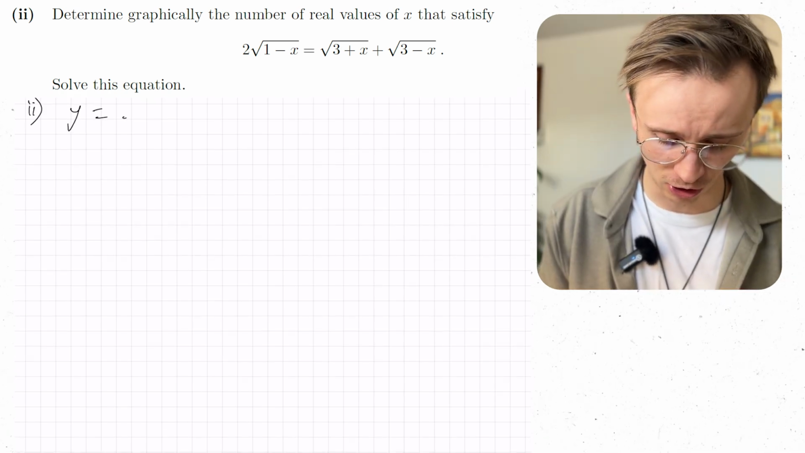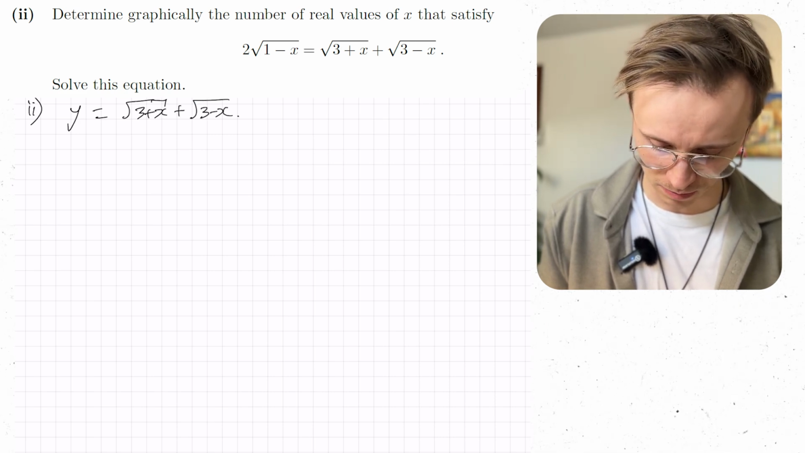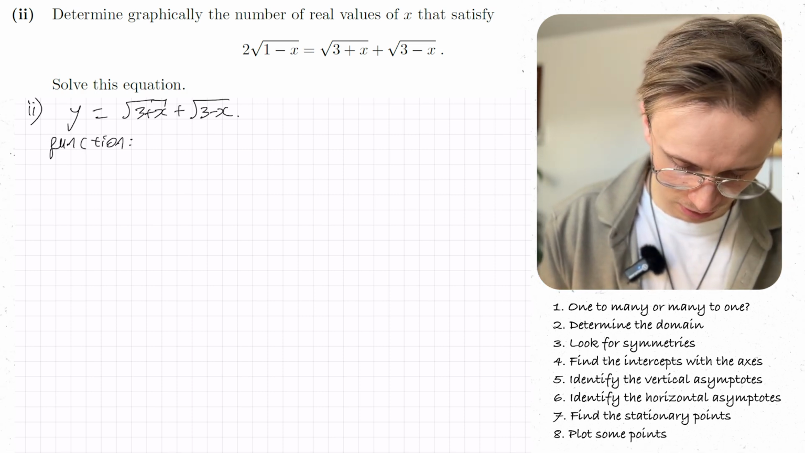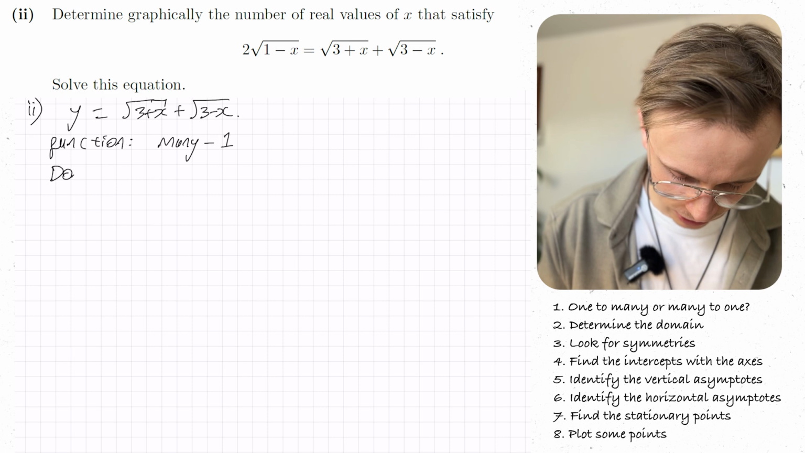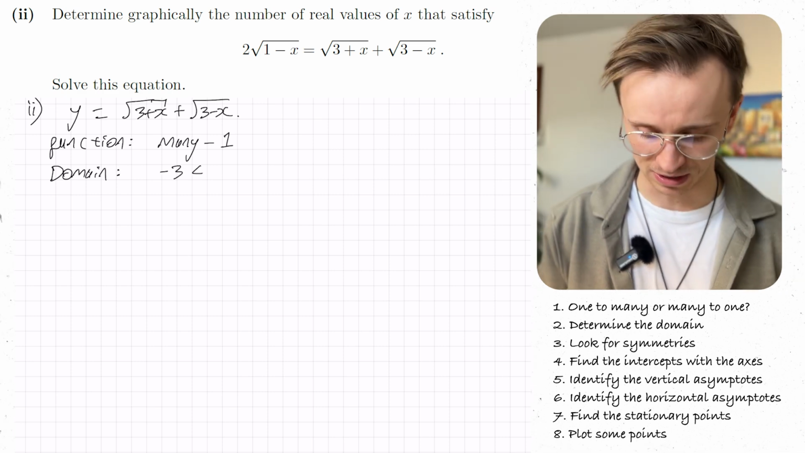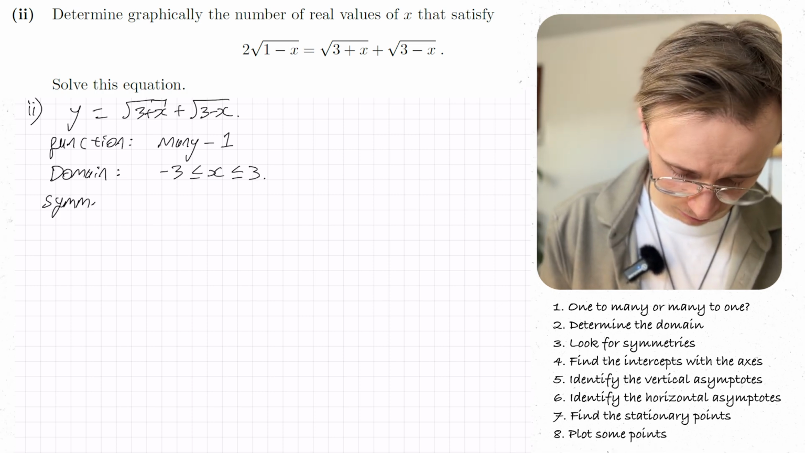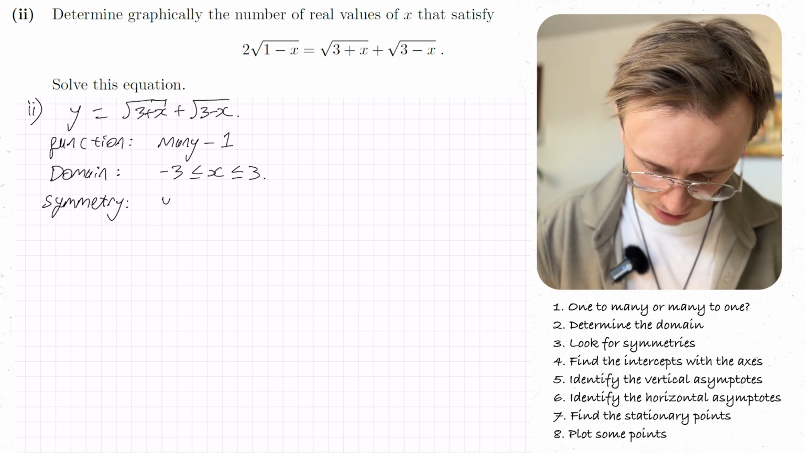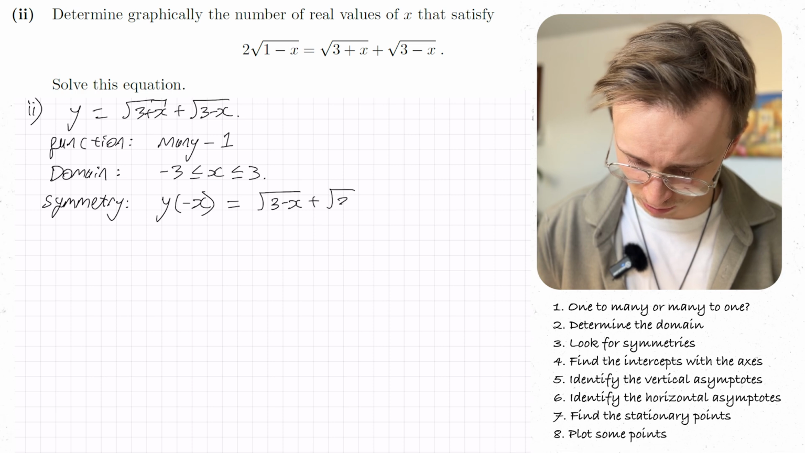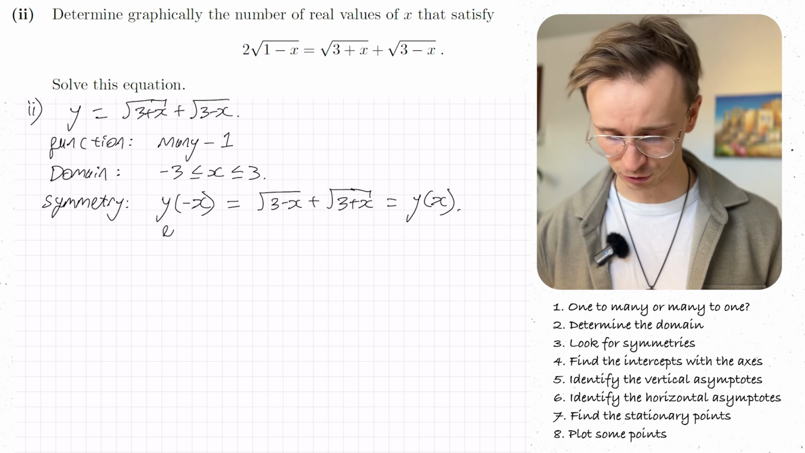Okay, so for the sketch of y equals 3 plus x plus the square root of 3 minus x, starting off with the function, again, many to one. The domain, similar to last time, we want it to be between -3 and 3. Okay, and then any symmetry. Well, now we have a bit of an obvious symmetry in that y of minus x equals the square root of 3 minus x plus the square root of 3 plus x. Now that's equal to y of x. So it's an even function.